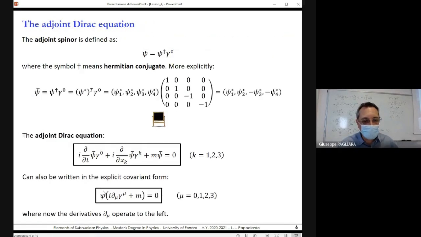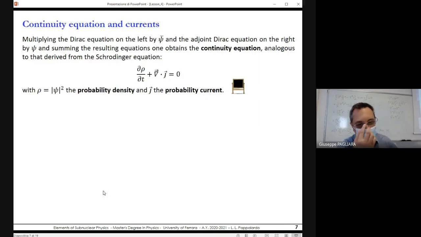Now, why have we spent so much time on this? This will be clear, of course, in the next lessons, not everything today, but just let me now make use of both the Dirac equation and the adjoint Dirac equation to derive the continuity equation, the analogue of what you know already from non-relativistic quantum mechanics that you can derive from the Schrodinger equation. So if we multiply the Dirac equation on the left by the adjoint spinor and the adjoint Dirac equation on the right by the spinor, and we sum the results, we obtain the relativistic form of the continuity equation, where rho is, as usual, the probability density, and J is the probability current. So let's do this.